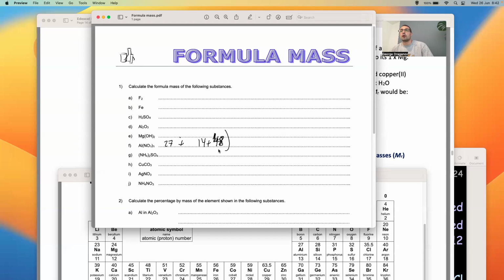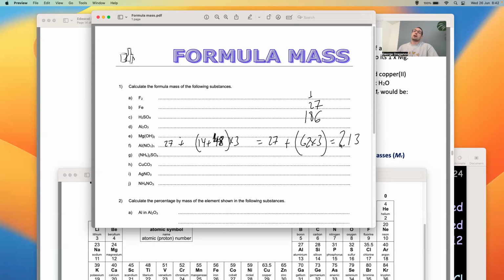So 48 in brackets. Then the whole thing has to be tripled. So that would equal 27 plus, and then 14 plus 48 is going to be 62, times 3. And then you just put that into your calculator. I don't have the calculator on me right now, so that's going to be 6, 18 plus 27. It's going to be 7 plus 6, 13. 213. Okay, and that's the answer.